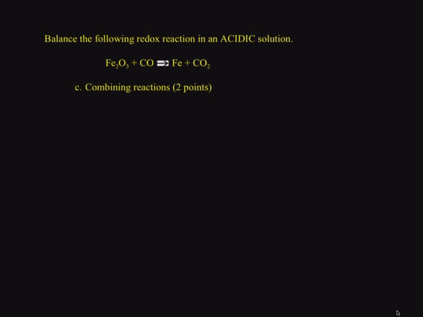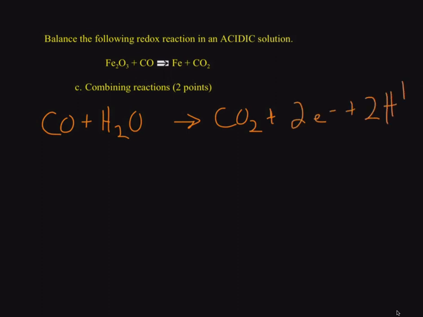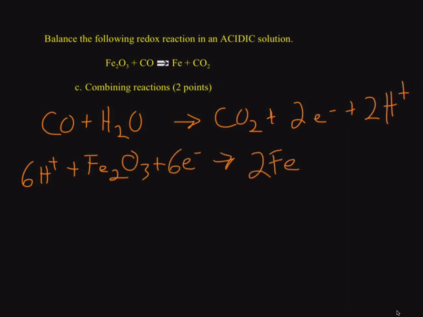So when we combine the reactions, we've got to do a couple of things. So we go back to the oxidation half, which was the CO plus H2O, and CO2 plus 2 electrons plus 2 hydrogens. And then the reduction half is the 6 hydrogens plus the iron oxide plus the 6 electrons. And on the right we have the 2 irons and 3 waters. Okay, so those are the 2 halves.